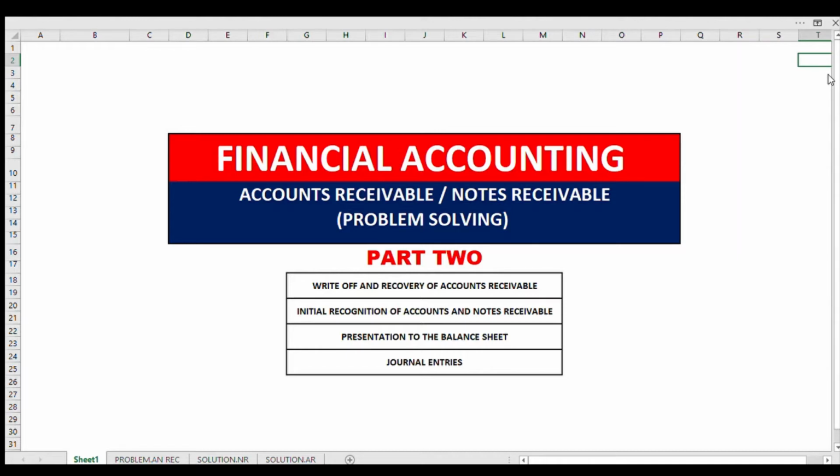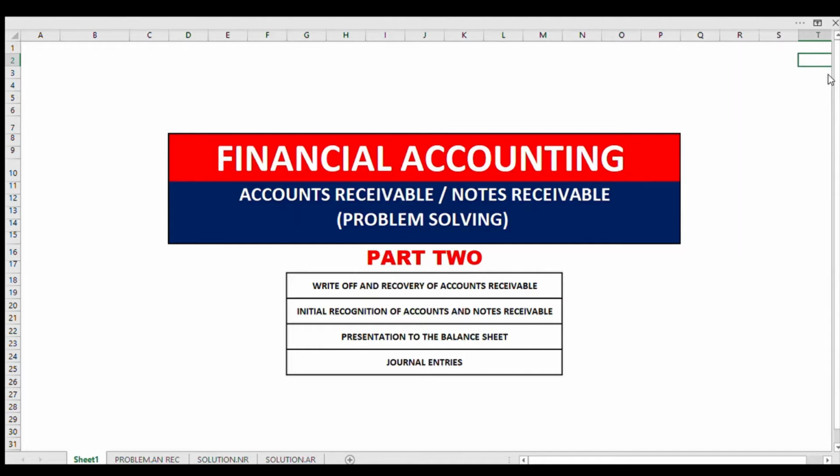Ito na ang part 2 ng ating financial accounting for the accounts receivable and notes receivable problem solving session. In the first part, we already discussed all about accounts receivable. What we focused on are the write-off and the recovery of accounts receivable and the initial recognition of the accounts. At this point, we will now be discussing all about notes receivable.